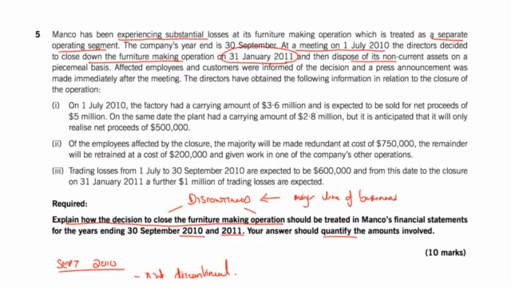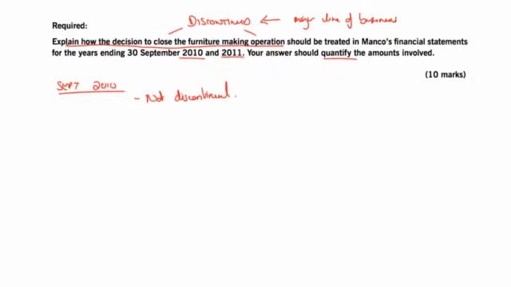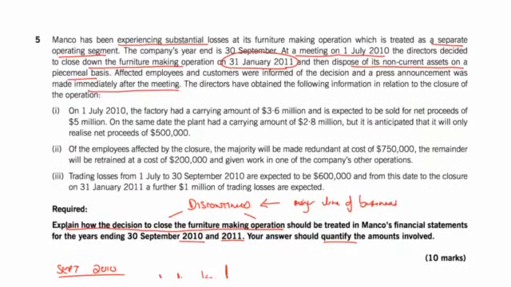Okay, then it's going to dispose of its non-current assets. Affected employees were informed of the decision and a press announcement was made immediately after the meeting. So they've told everybody, so they've had a decision at board level and told all who were affected. Therefore, they can now create a provision because they now have an obligation. But what can we provide for? That's the question. So have a look.